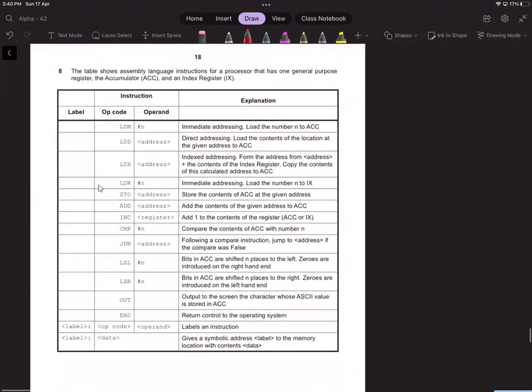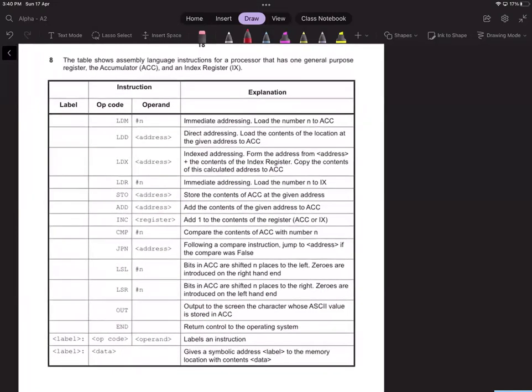Okay, now this is basically a low-level language program. The table shows assembly language instructions for a processor that has one general purpose register, the accumulator, and the index register IX. So we have got all these opcodes and operands. Let's see if there is something that we have not studied.